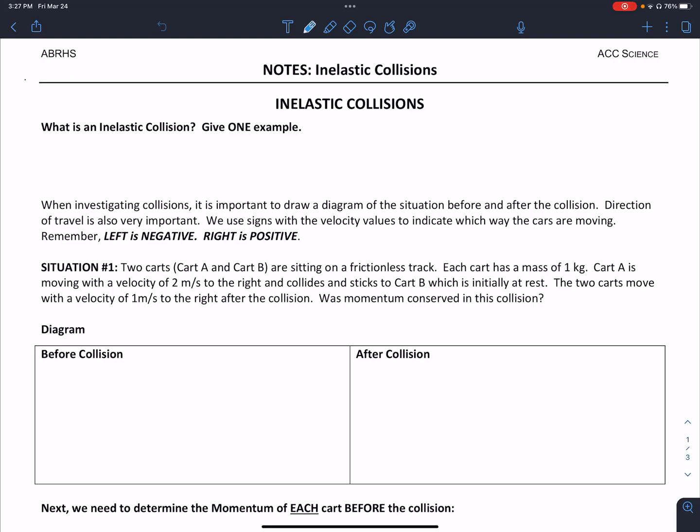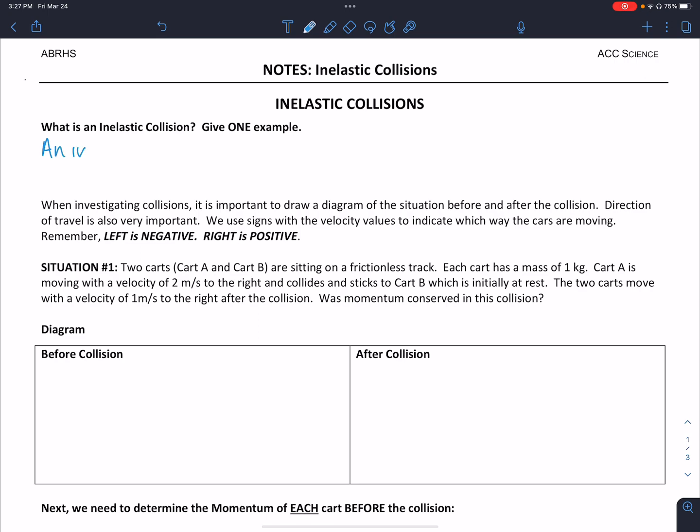This screencast is going to look specifically at inelastic collisions. If you need to go back and review collisions in general and recoil, please go look at that particular screencast. All right. So we need to define an inelastic collision. An inelastic collision is not a recoil collision.